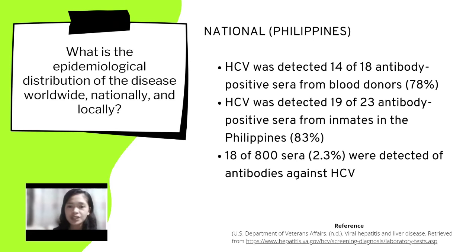In the country, HCV was detected in 14 of 18 antibody-positive sera from blood donors, owing 78%, while an estimate of 83% of HCV detection in 19 of 23 antibody-positive sera from Filipino inmates. Finally, 18 of 800 sera, that constitutes 2.3%, were detected with antibodies against HCV.